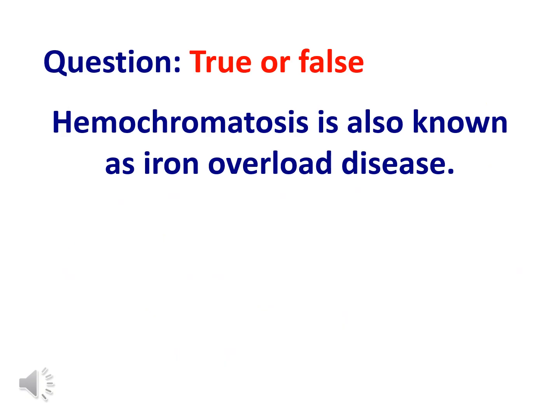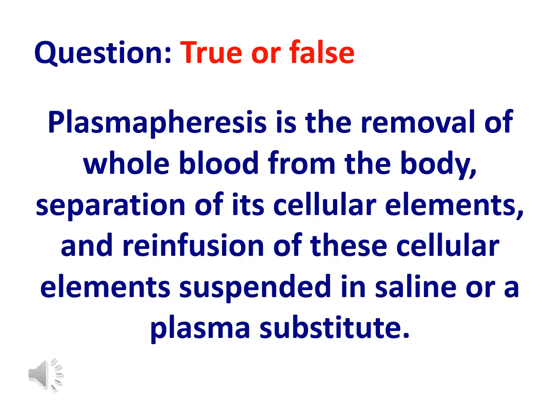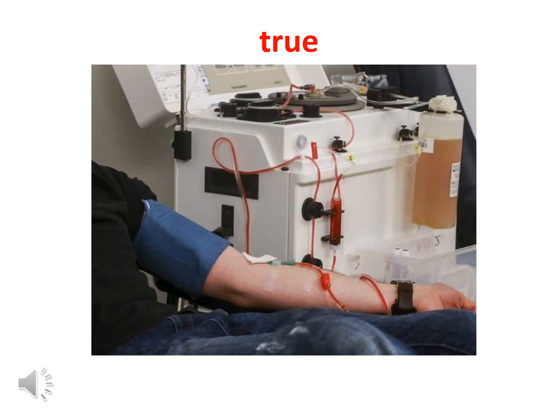Hemochromatosis is also known as iron overload disease. True or false? True. Plasmapheresis is the removal of whole blood from the body, separation of its cellular elements, and reinfusion of these cellular elements, suspended in saline, or a plasma substitute. True or false? True.